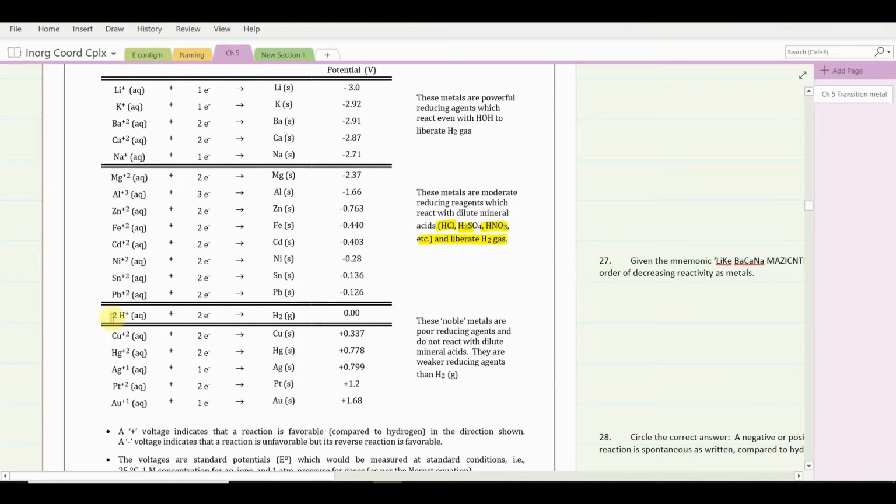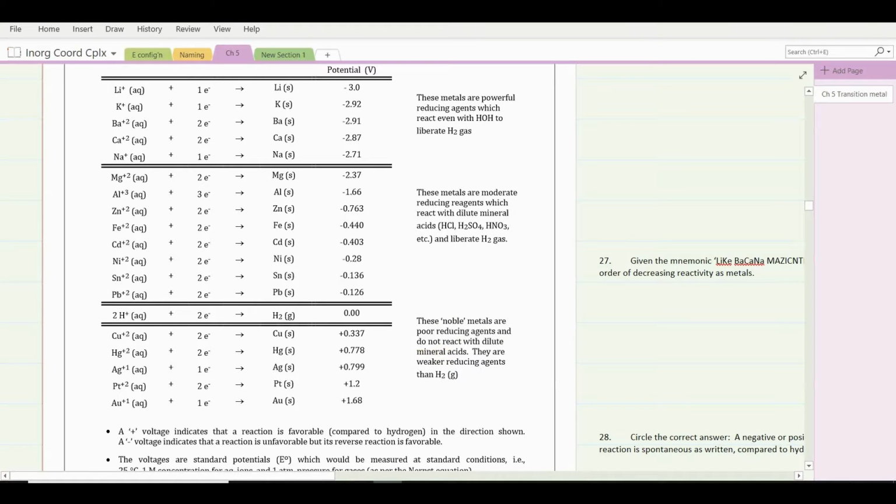And then we encounter hydrogen. Its redox potential is 0. This is the reference that everything else is compared to. And those elements that are below hydrogen on the activity series are typically noble metals. They are poor reducing agents. They do not react with mineral acids. They would require much stronger acids to oxidize them.